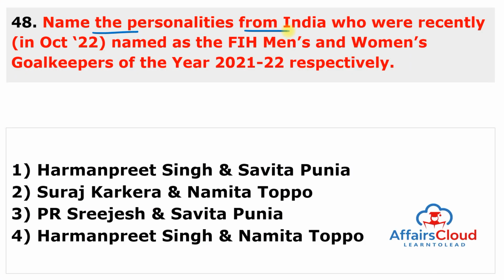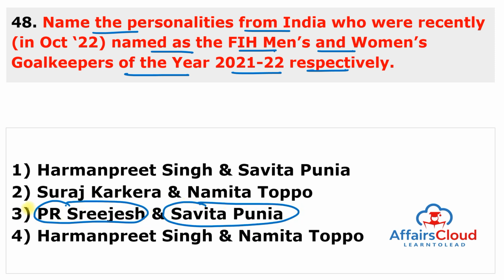Name the personalities from India who were recently named as the International Hockey Federation Men's and Women's Goalkeeper of the Year 2021-22 respectively. Earlier, we were discussing Rising Star of the Year. Now, this is Goalkeeper of the Year 2021-22 in both categories, men and women, by the International Hockey Federation. In the men's category, this is PR Shrijesh, and in the women's category, she is Savita Punya. So, answer of this question is 3.